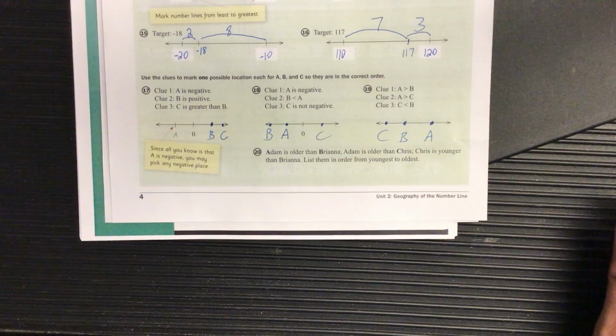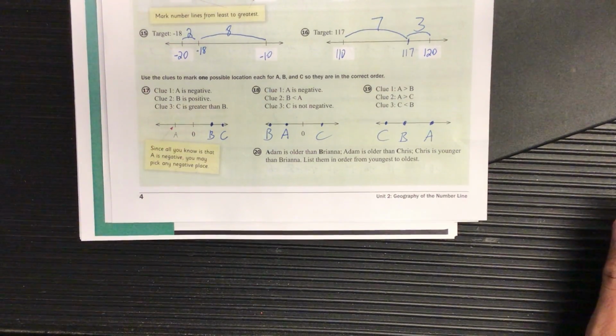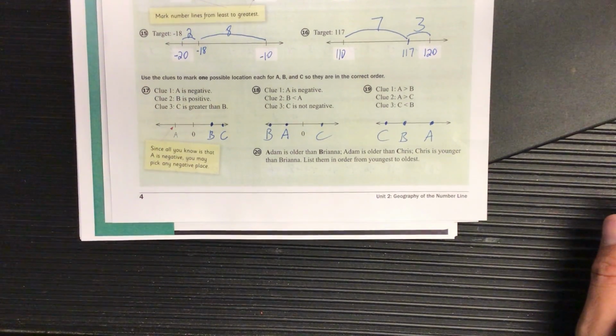See if you can get number 20, bottom of page 4, not out loud. Create your own number line for those three people.